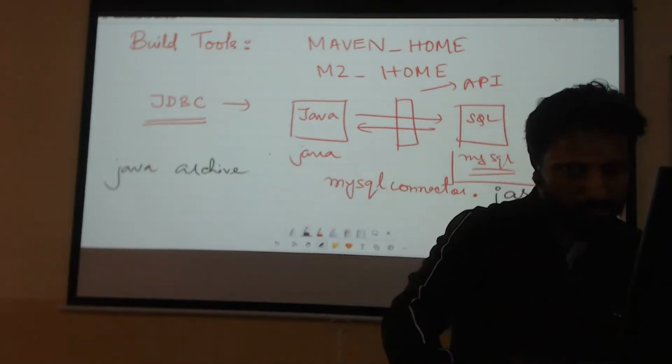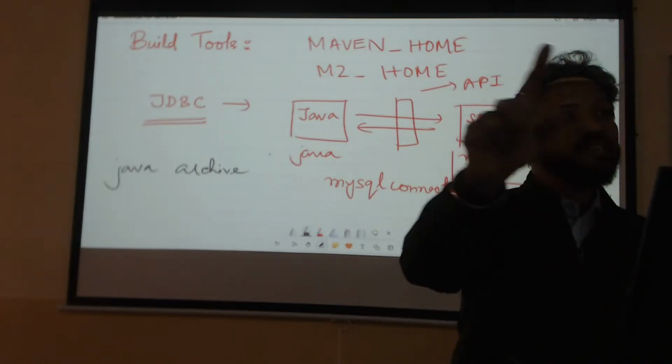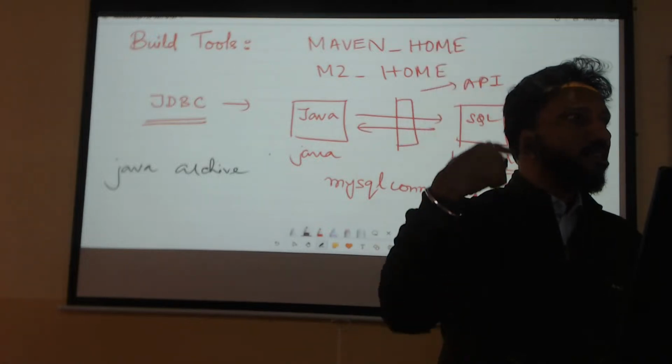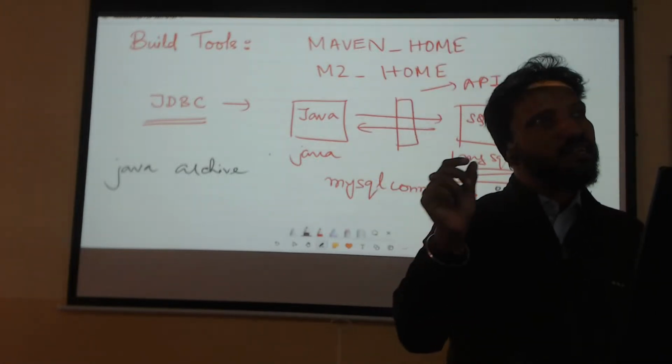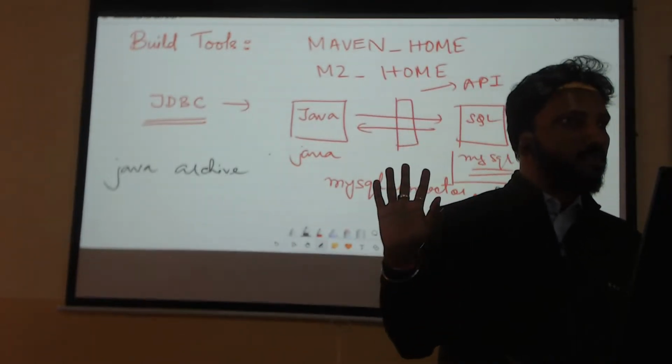Okay, so now what we will do? MySQL jar is used for connecting to database. Selenium jar is used to connect to the website. Right, that is for specific application. Selenium is an automation tool used to automate websites.